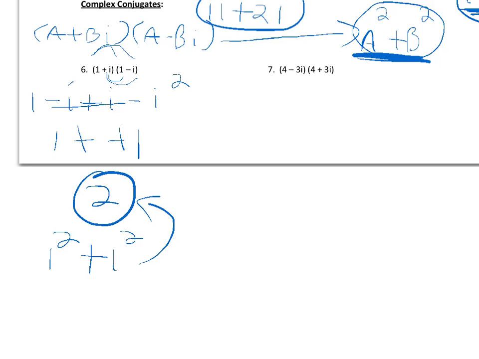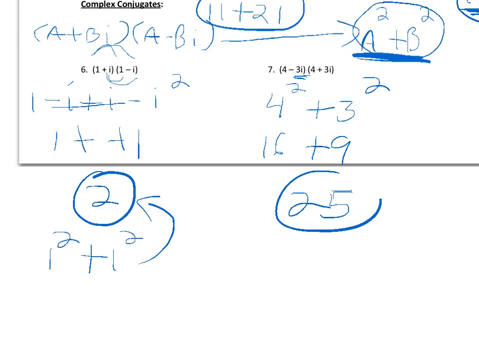Okay, 7, if I use the shortcut, these are conjugates. A is 4, so I just square it. And then I add b. B in this case is 3. So I just have 3 squared. Well, that's just going to give me 16 plus 9, and I just end up with 25.